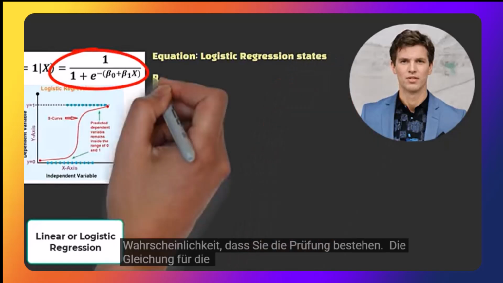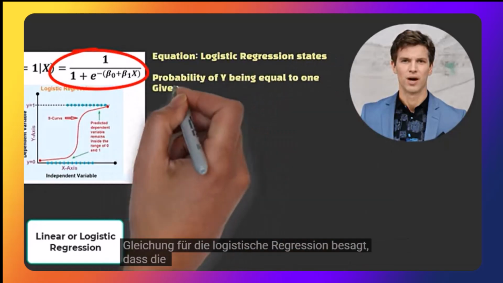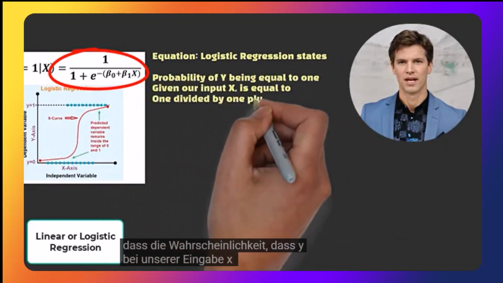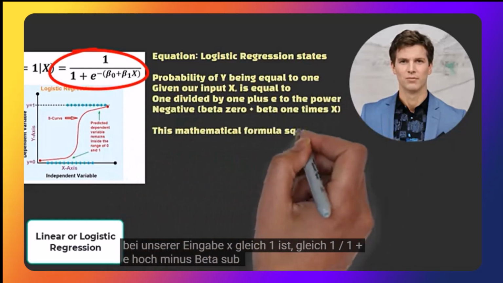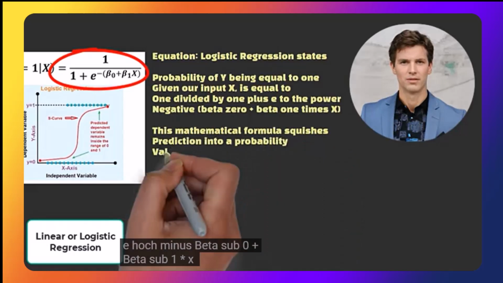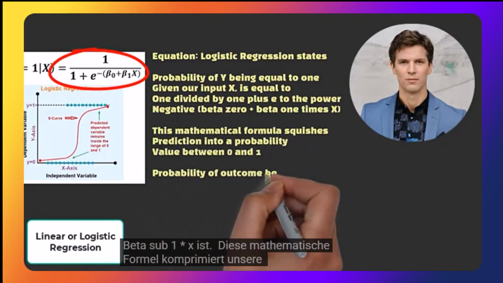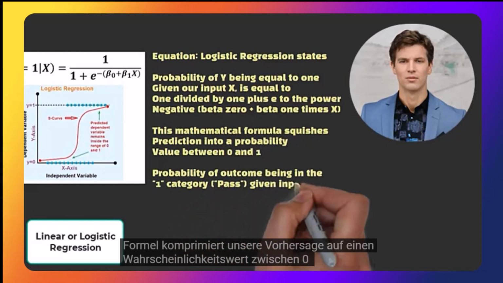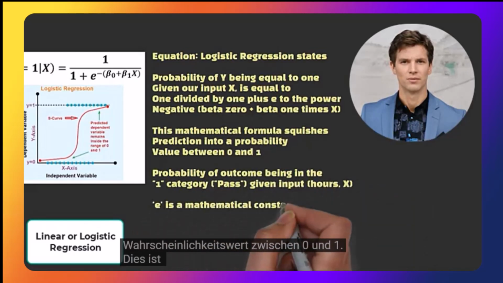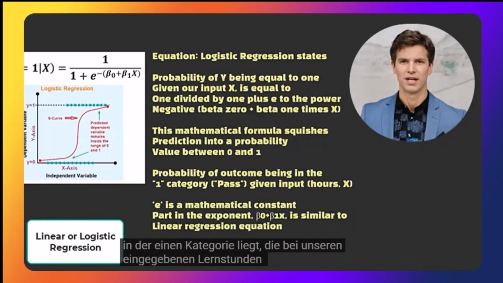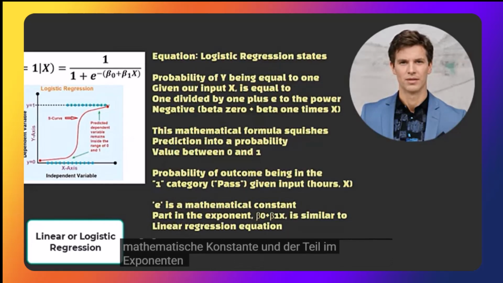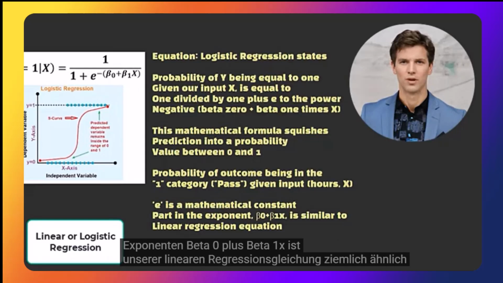The equation for logistic regression states that the probability of y being equal to 1, given our input x, is equal to 1 divided by 1 plus e to the power of negative, beta sub 0 plus beta sub 1 times x. This mathematical formula squishes our prediction into a probability, a value between 0 and 1. This is the probability of our outcome being in the 1 category, pass, given our input, study hours, x. The e is a mathematical constant, and the part in the exponent, beta 0 plus beta 1 x, is pretty similar to our linear regression equation.